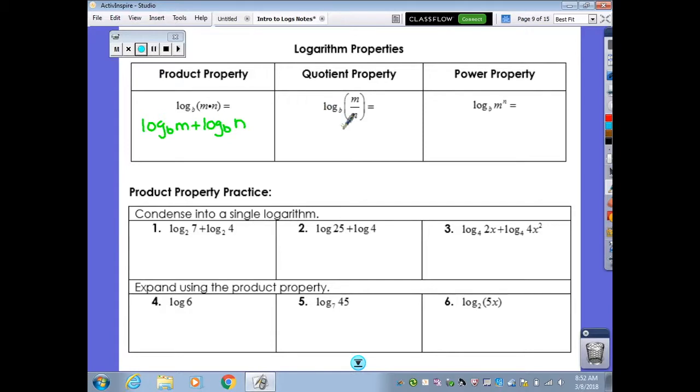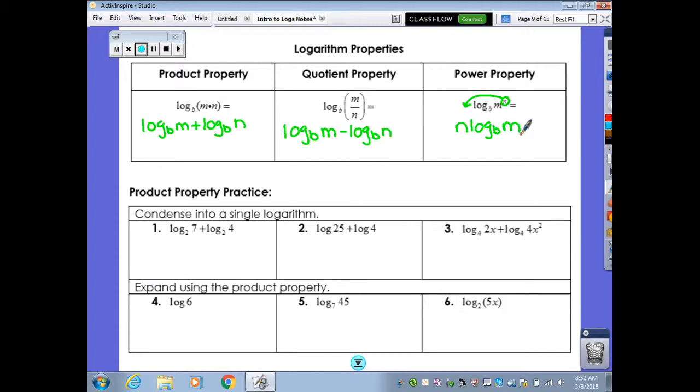Now our quotient property. Similar, we're going to separate this, but now it's going to become log base b of m minus log base b of n. So again, we're separating one log into two logs, and now, since it's division, we're using subtraction. Our power property is what we're going to look at next, which now, if something is raised to a power, what we can do is take this power and bring it out front. So this would become n log base b of m.